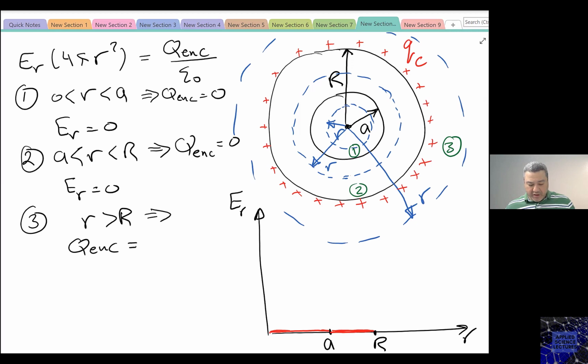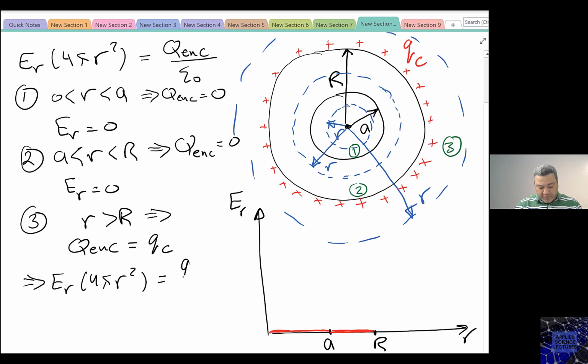So QC now is the charges that my Gaussian surface is enclosing. Now it's different than region number 1 and region number 2. It is QC in this case because my Gaussian surface is completely enclosing this QC charge. So ER times the area of that Gaussian sphere equals QC divided by epsilon naught. Now I can rearrange this equation to find the vector for E exactly as what we have done earlier.